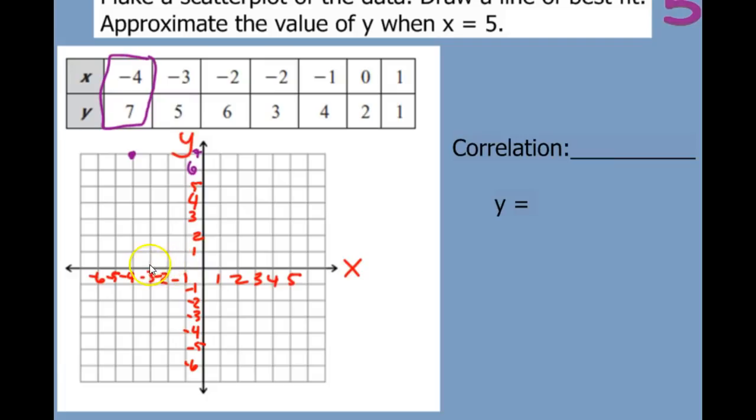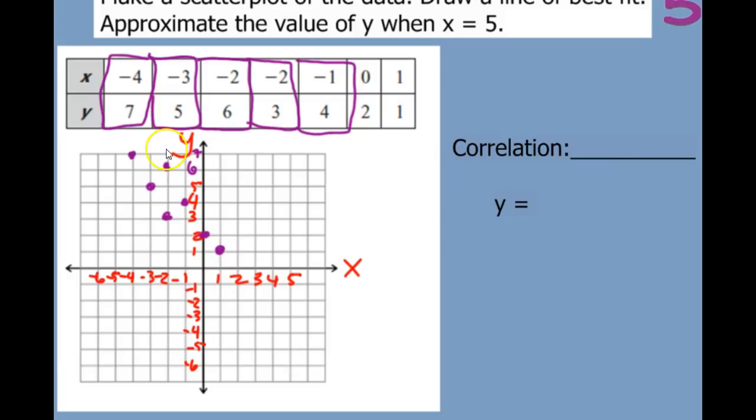Then at negative 3, we're up 5. Right there. Then at negative 2, 1, 2, we're up 6. Negative 2 again, but this time we're only up 3. 1, 2, 3. Then x is negative 1 and y is 4. Right there. 0, up 2, so we're not going left and right, just up 2 right there. And then 1, 1 right there.